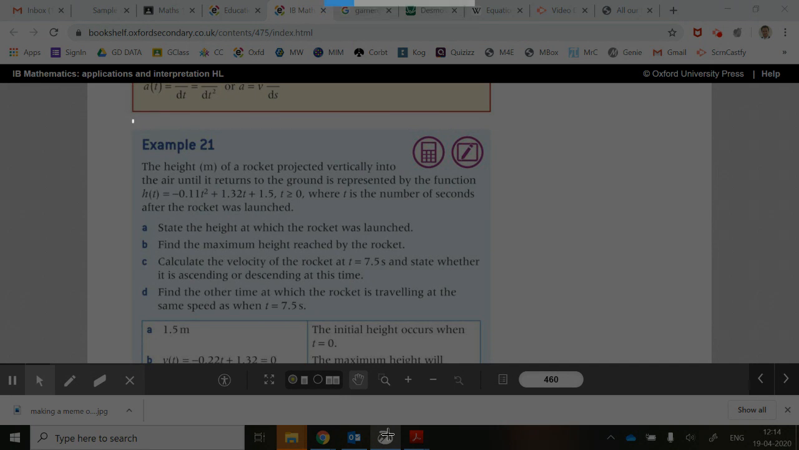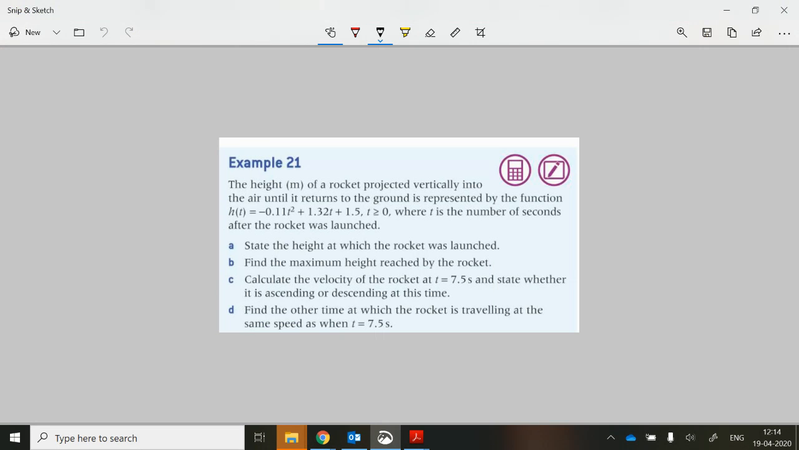Okay, right, so example 21. This one's talking about the height in meters of a rocket projected vertically in the air until it returns to the ground, represented by this function here. So h is the same as saying s of t. s would be your displacement, and h in this case is your displacement. They're saying it's only valid when t is greater than 0, and presumably you'll get something like this. At a certain point, it will stop being valid as well when it hits the ground again, where t is the number of seconds after the rocket was launched.